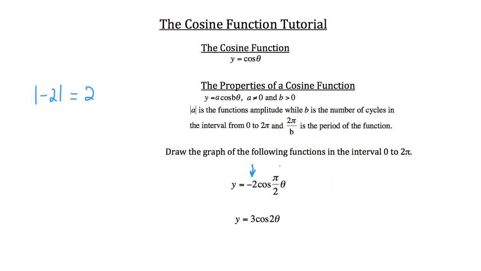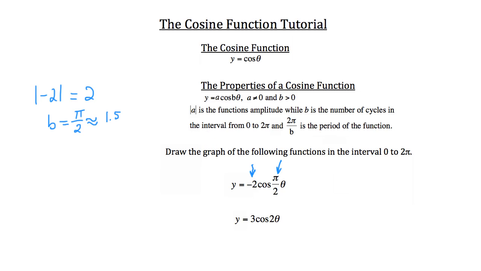Now take a look at this value here, pi over 2. Pi over 2 is our b value for this function. That's the number of cycles in the interval from 0 to 2 pi. Pi over 2 is roughly 1.5, so our b value is pi over 2, which is roughly equal to 1.5. So we have 1.5 cycles in that interval 0 to 2 pi.